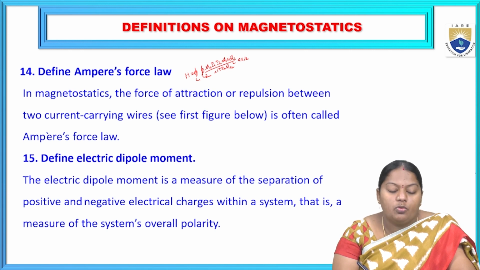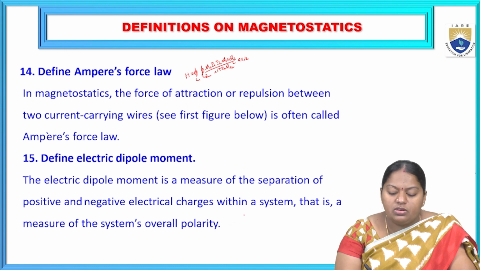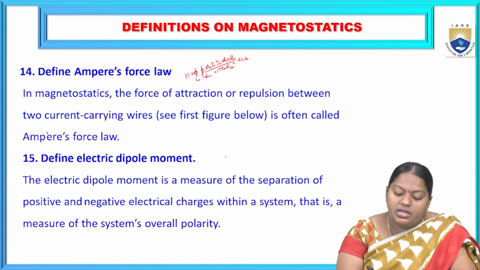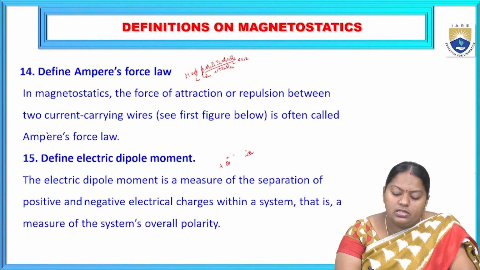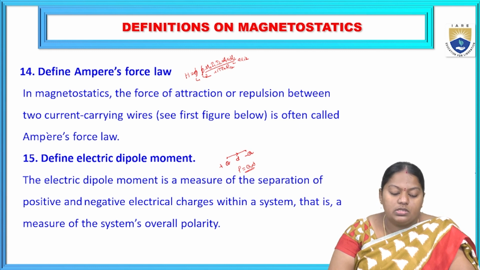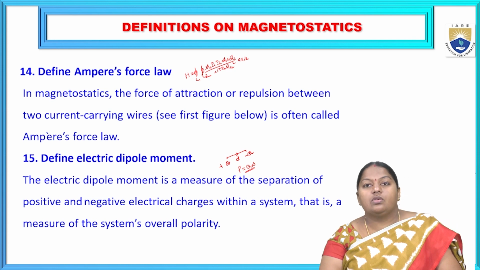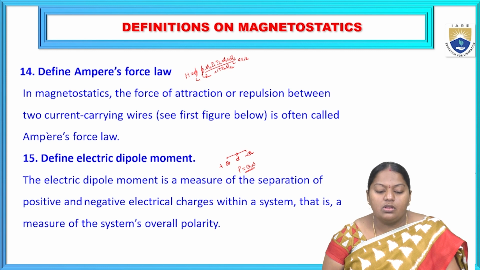Then define electric dipole moment. The electric dipole moment is a measure of the separation of positive and negative electrical charges within a system, that is, a measure of the system's overall polarity. Suppose you consider two point charges, +q and -q, and the distance between them is d. The electric dipole moment is defined as q times d, where q is the charge and d is the distance between the two poles.